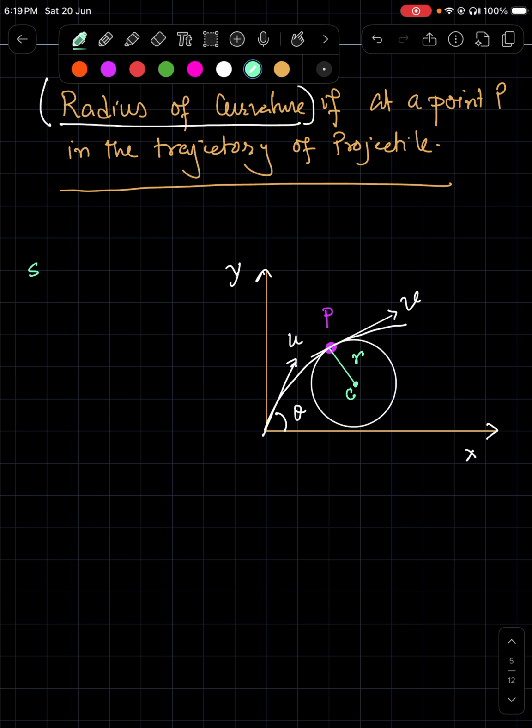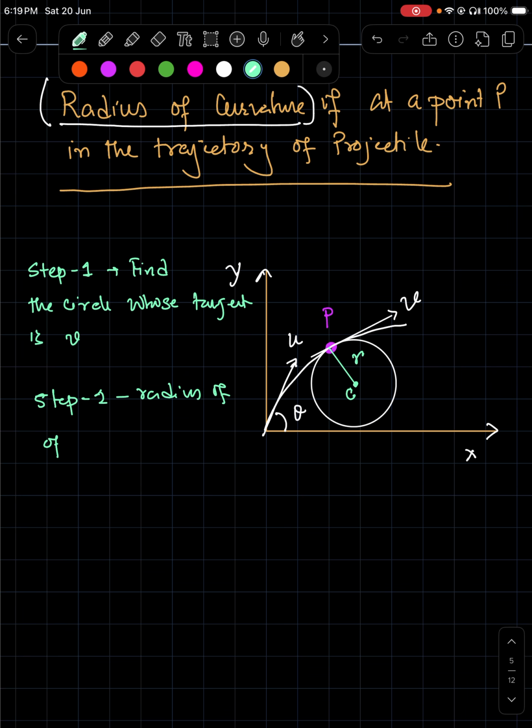So step number one. Let me give the steps. Step one is to find the circle whose tangent is the V. Then the radius of the circle is the radius of curvature.